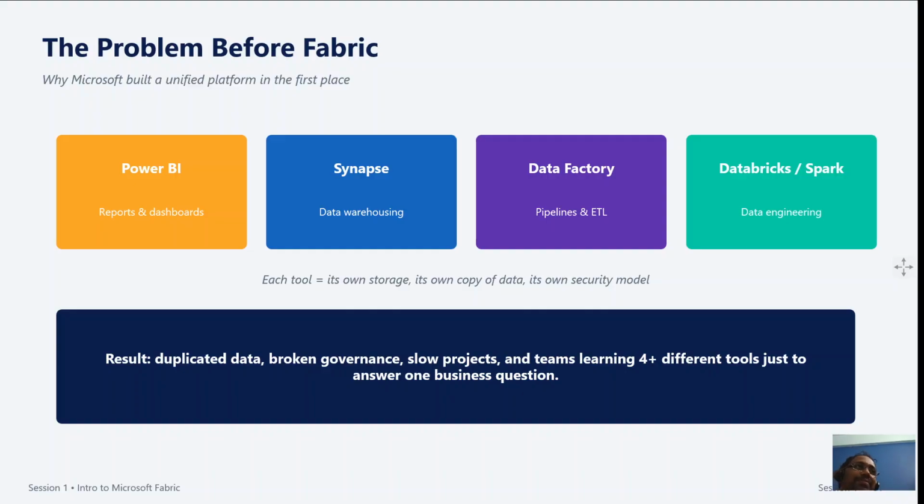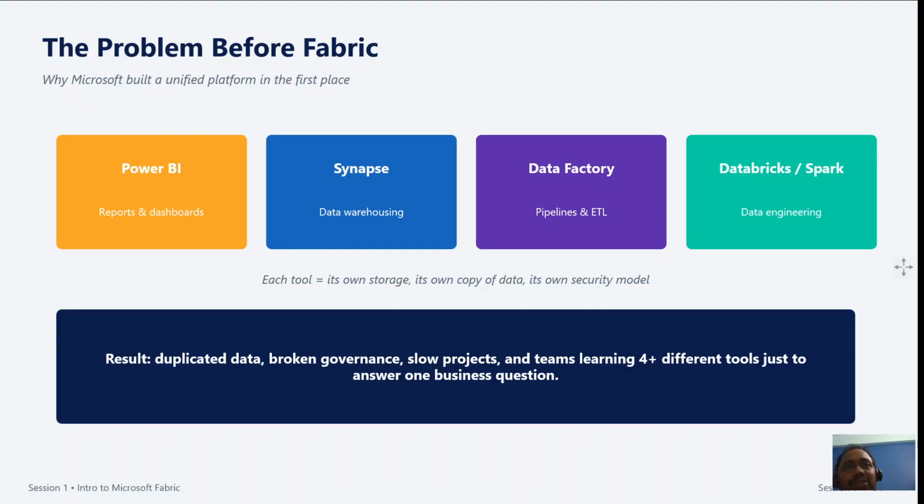One more example: slowing down the projects. If you were working before this Microsoft Fabric, it slowed down the projects. How? With every handoff from one tool to another, the team changes. So if any new person comes in, they have to learn four different products. We have to track four separate tools, right?